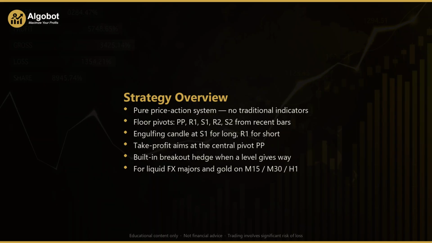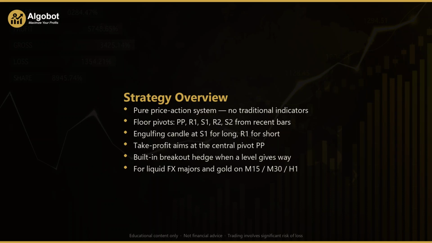The signal itself comes from an engulfing candlestick pattern forming right at one of those levels. When price dips into the first support, and the next candle fully engulfs the previous one before closing back above support, the strategy reads that as a reversal taking shape and signals a long. The mirror image happens at the first resistance for a short.